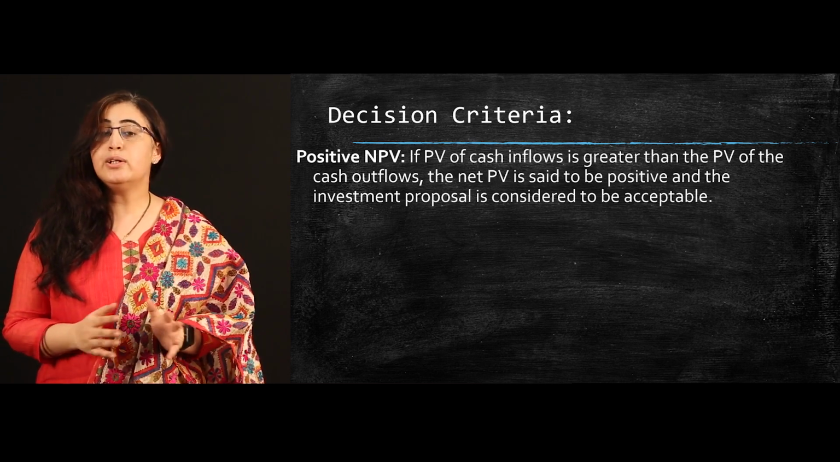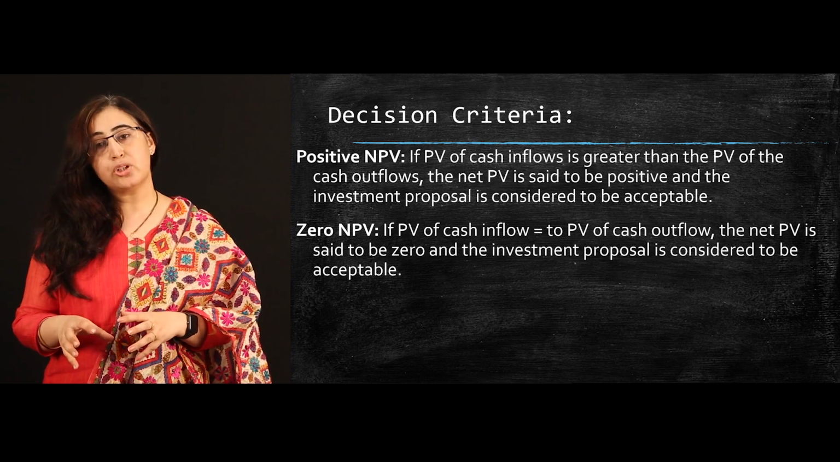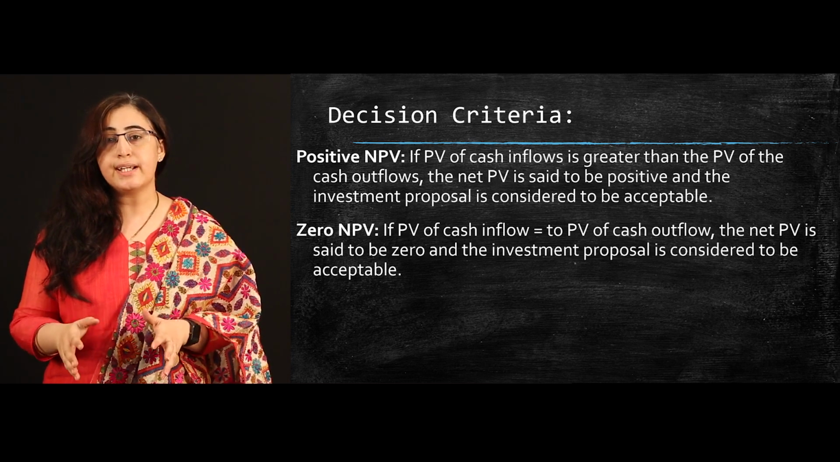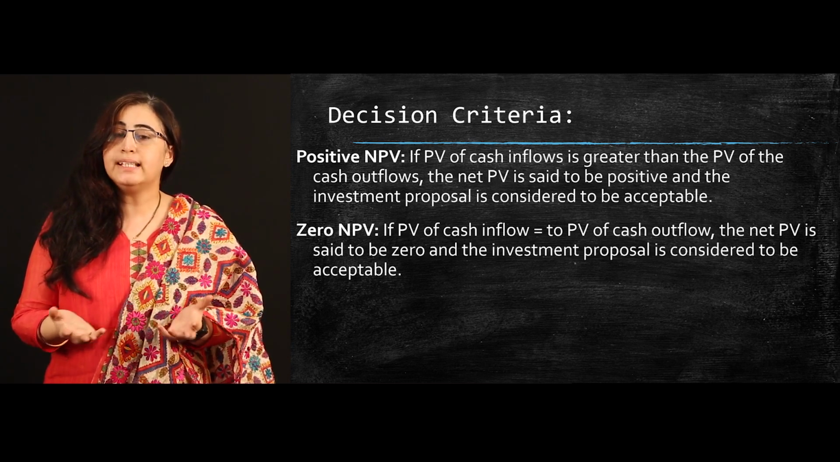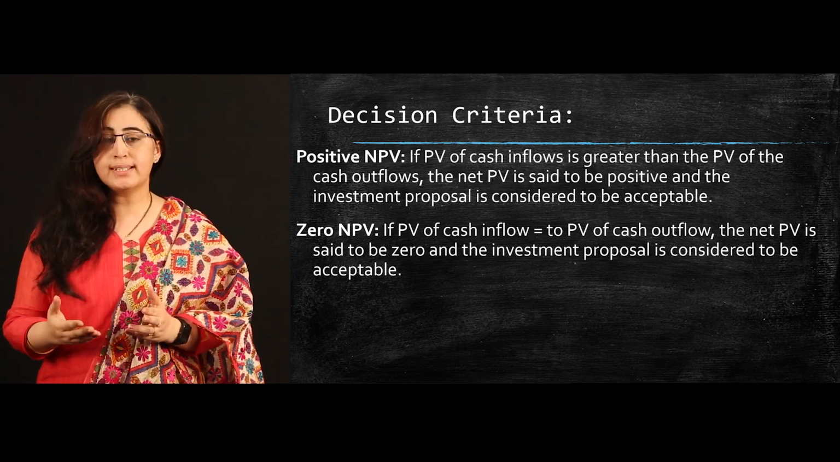The second is zero NPV. It means my PV of cash inflow and my PV of cash outflow are both equal. So NPV is naturally equal to 0. In this condition, if there is no other option, you accept this.